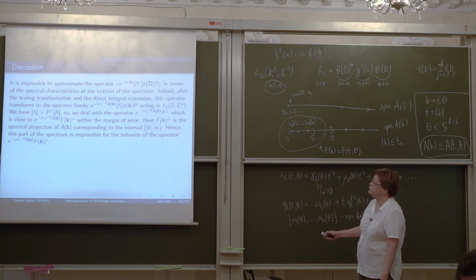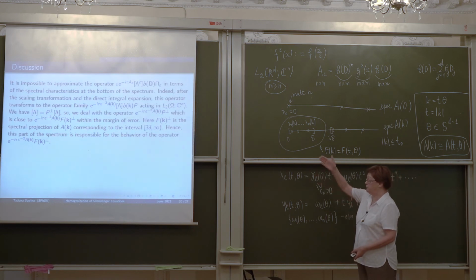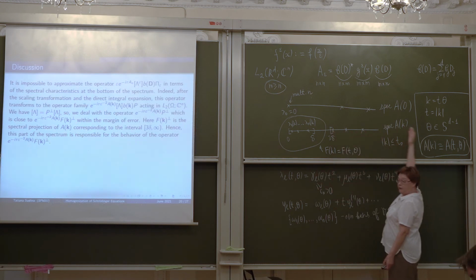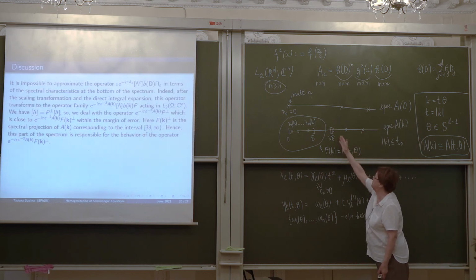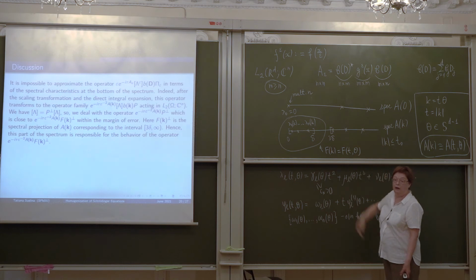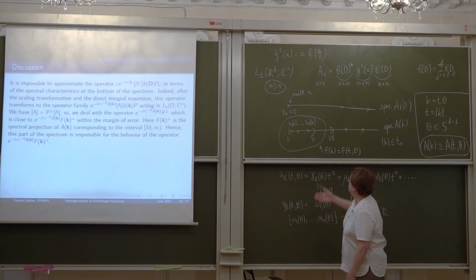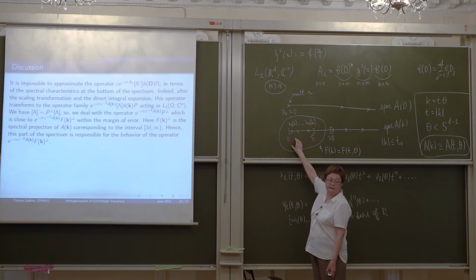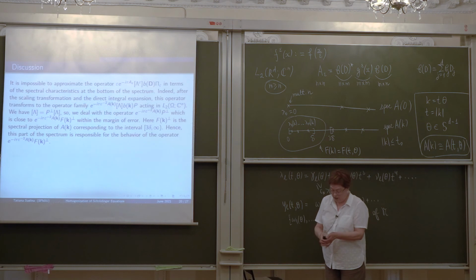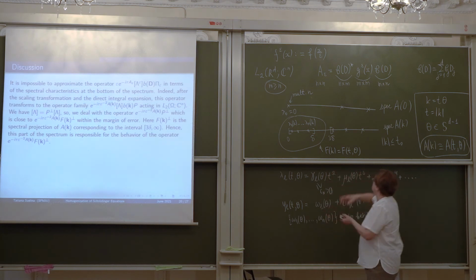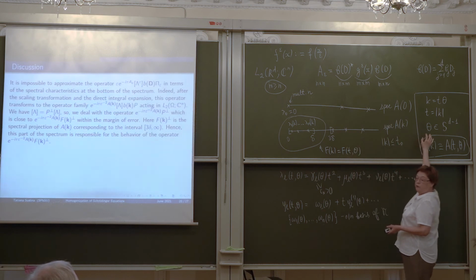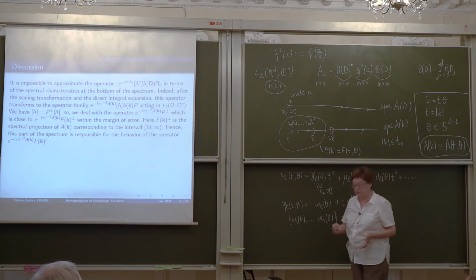So we have to analyze this operator, exponential for A of k, multiplied by f of k orthogonal, where f of k orthogonal is the spectral projection for this part of the spectrum, for this semi-axis from 3 delta to infinity. And so there is no reason to expect that somebody can approximate this operator in terms of the spectral characteristics at the bottom of the spectrum. Vice versa, we think that all the eigenvalues living here will contribute to the desired approximation for this operator.